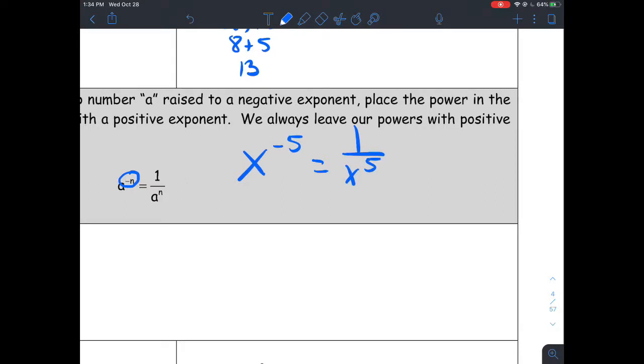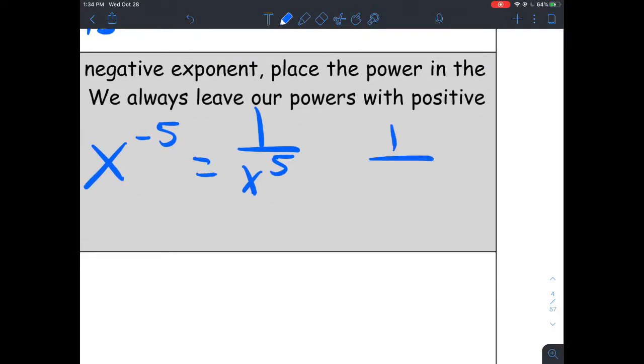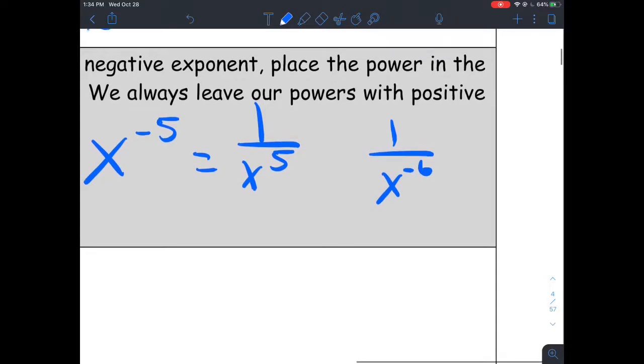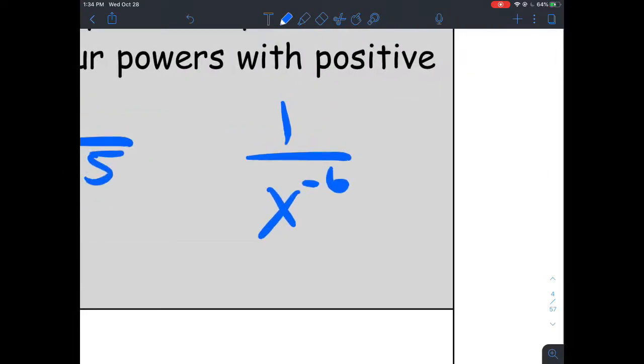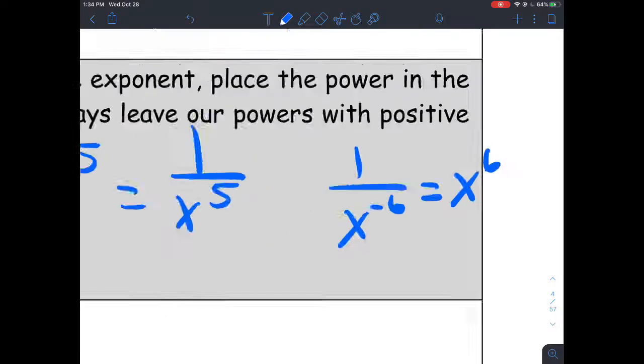When you boot it down to the denominator, the power changes. The same thing happens the other way. Let's say I had something that was in the denominator, so we'll say x to the negative 6th. Notice how it's negative and in the denominator. Well, I got to bring that back up. That would be x to the 6th power.